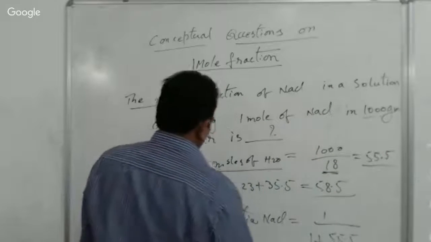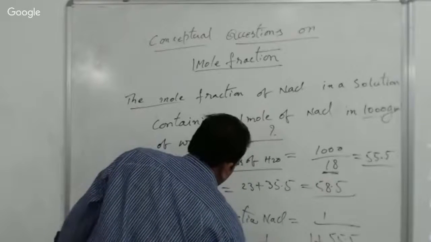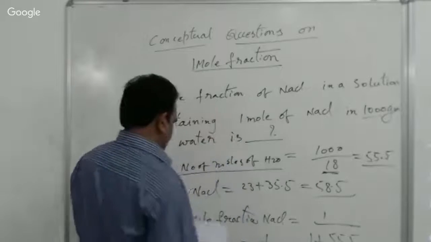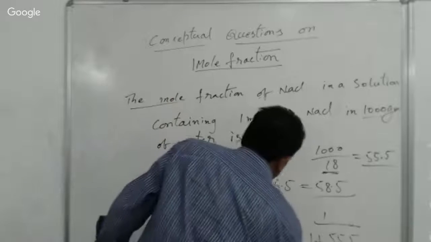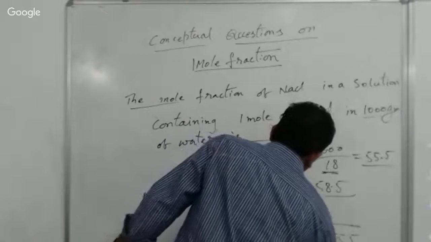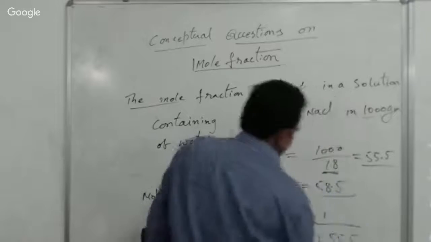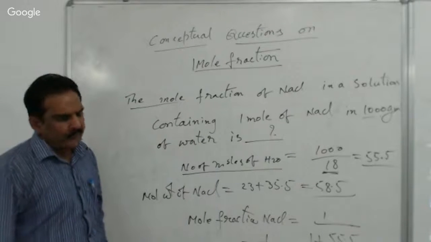So now the mole fraction of NaCl is 1 by 56.5. This comes around 0.0177. This is the mole fraction of sodium chloride.